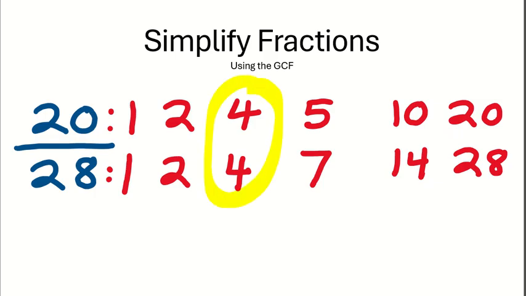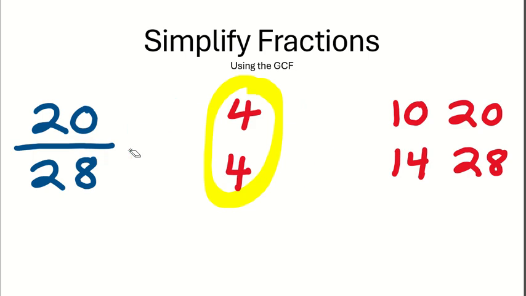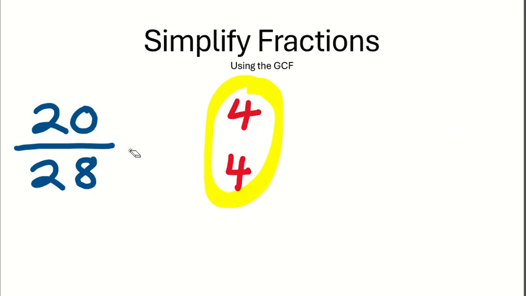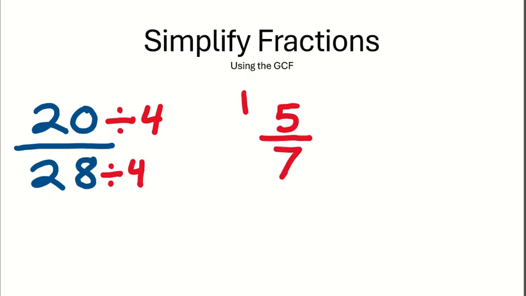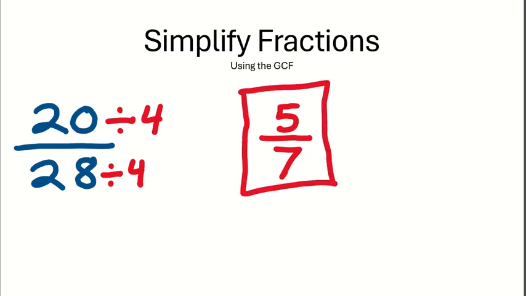And now we can use that to divide the top and the bottom number to simplify this fraction. So let's do that real quick. 20 divided by 4 is 5. And 28 divided by 4 is 7. So 20/28 in simplest form is going to be 5/7.